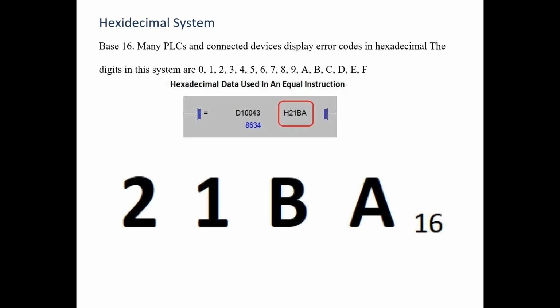Let's look at hexadecimal number 21BA. In the diagram, there is a picture of the number used in a Mitsubishi PLC instruction. It is an equal instruction. Below you see the number again with the notation subscript, a little 16 to the lower right. In the instruction, you see a prefix of H ahead of the number. This is a way of identifying the type of numbering system. In Mitsubishi PLCs, if a numeric constant is in hexadecimal format, then there will be an H in front.